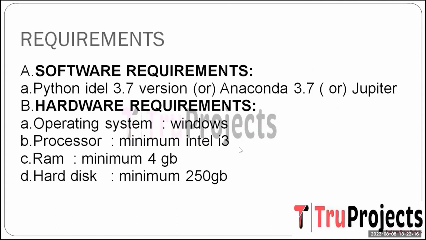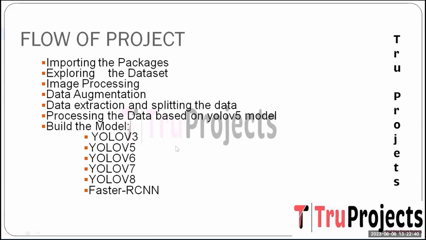And these are the basic requirements that are needed to build this project. The software requirements are Python, version 3.7, and Anaconda version 3.7 or Jupyter Notebook. Hardware requirements are operating system as Windows, processor of minimum Intel i3, RAM of minimum 4 GB, hard disk of minimum 53 GB. And to know about the flow of the project, these are the steps we need to discuss.